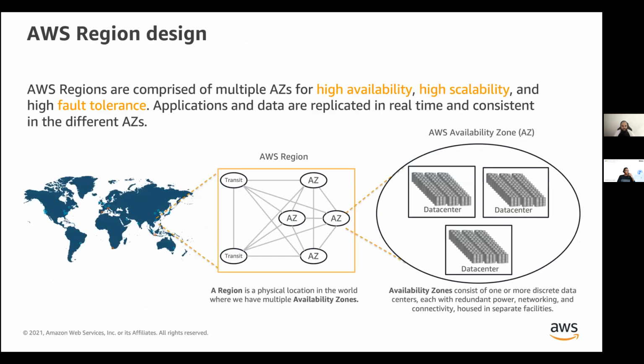At a high level, like I mentioned about the region part, regions are comprised of multiple availability zones, and they're built for high availability, high scalability, and high fault tolerance. Applications and data are replicated in real time and are consistent across the different AZs. So all of this is managed for you. As a customer, as a user of the cloud, you don't have to worry about this. You can be assured that the hardware is being handled on your behalf, because it's a managed service. And we also use our own backbone provider for all the network data going through. It gives you peace of mind in terms of your data being on the Amazon network versus outside.